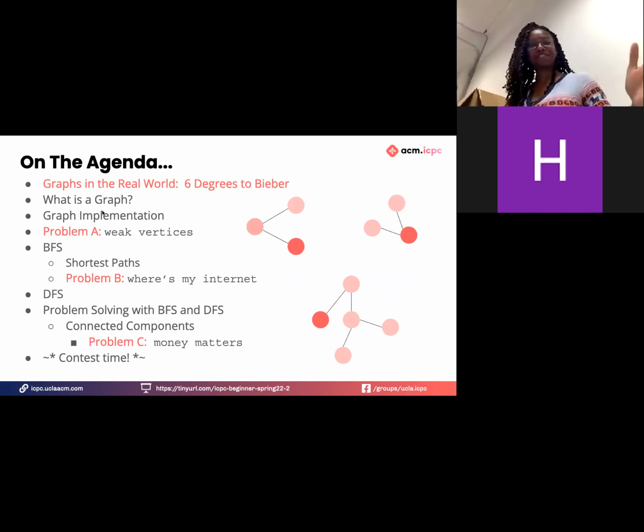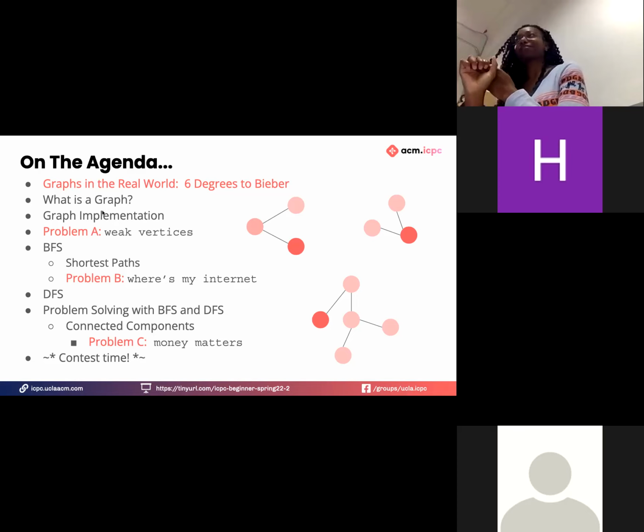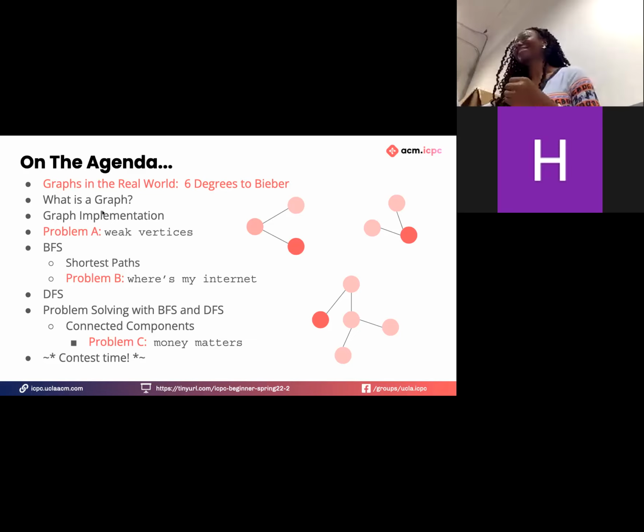This is what we're going to be going through today. We're going to do a real world problem involving graphs. Then we're going to talk formally about what a graph is and how to implement them. We're going to do some problems with them, along with learning graph traversal algorithms and how you can augment those algorithms to actually solve problems. It's kind of a lot, but it'll be really fun because graphs are fun, I promise you. Okay, cool.